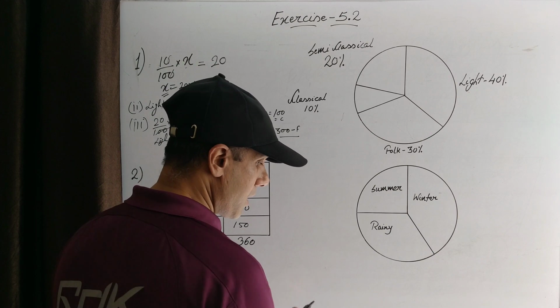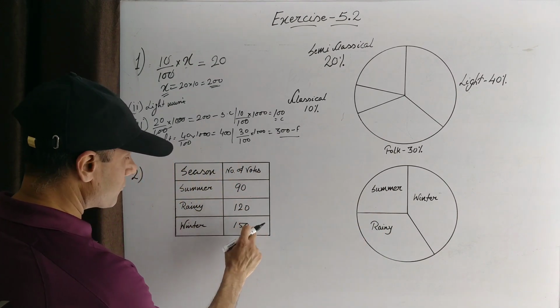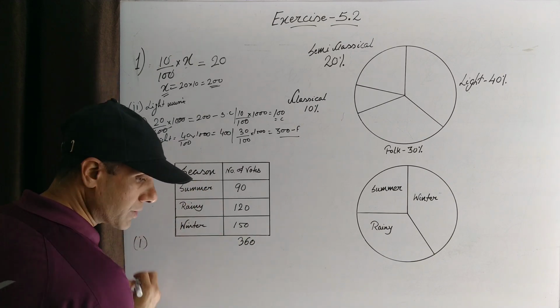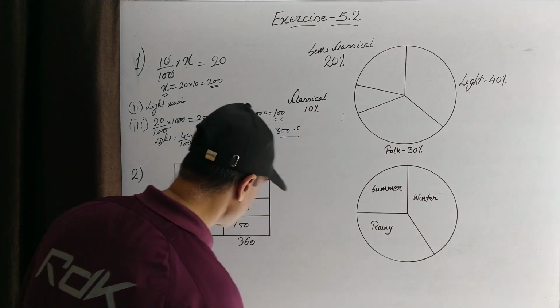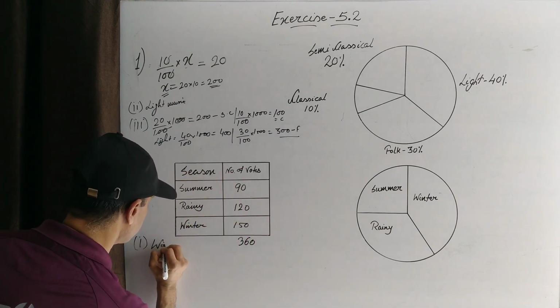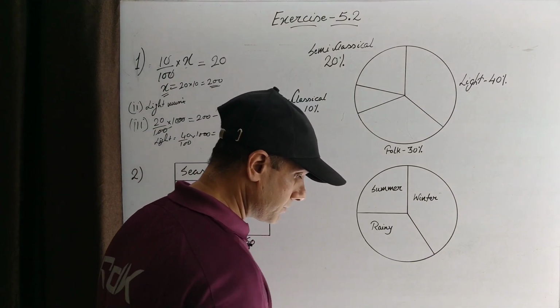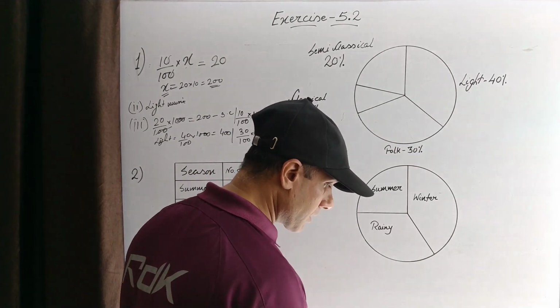Now, the most number of people, that is 150, liked the winter season. So the first answer we get is winter, because winter was liked by the most number of people. Okay. Now question number 2.